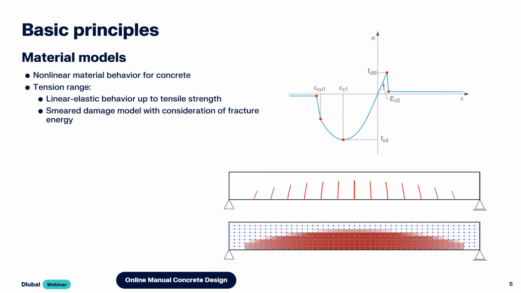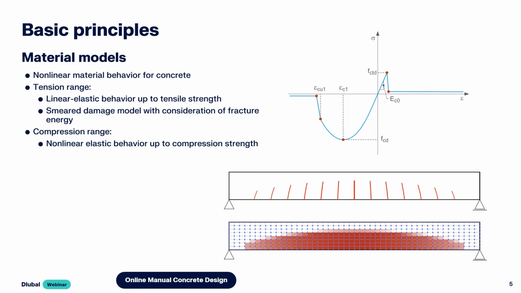Let me take a short detour here into the smeared cracking approach. In reality, we have discrete cracks. An FE model, however, consists of elements. Our overall system is discretized into finite elements. To account for crack formation, we therefore have to adjust the material properties of an element. In practice, this means reducing the stiffness at the location of cracking. This happens with varying intensity across the elements depending on the respective cracked state.